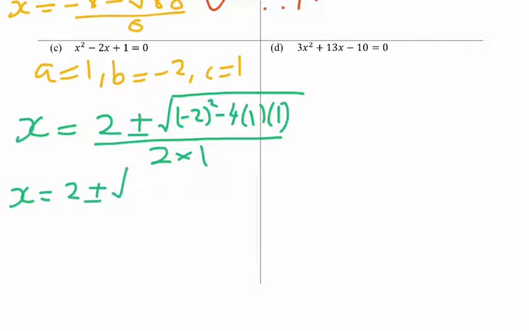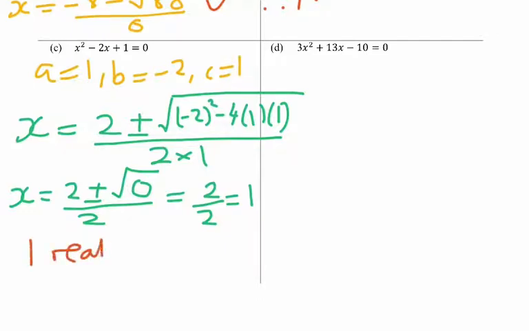Now, in the brackets, you're going to have minus 2 squared is 4, minus 4 times 1 times 1 is 4, so 4 minus 4 is 0. So there's 0 inside there. Now, what does that equal? That equals 2 divided by 2, which equals 1. Okay, so there is one real root. And what's the real root? The real root is x equals 1.